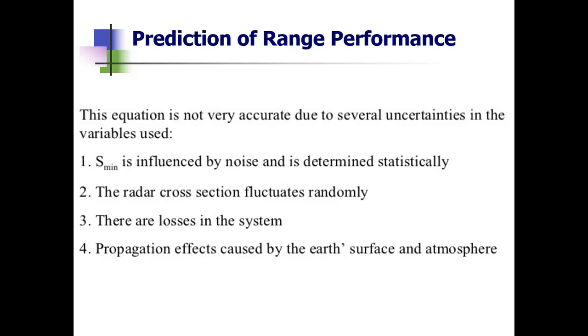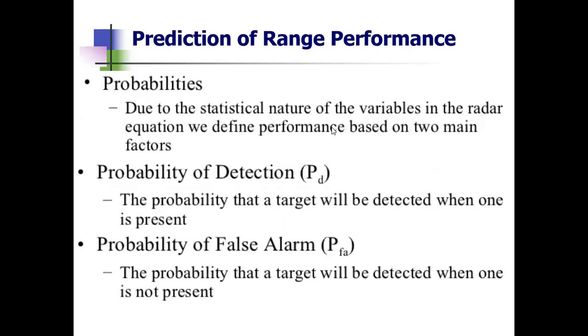Now, the specification of range must thus include two things. The radar will detect a specified target at a particular range and with a specified probability of making a false detection when no target echo is present. So basically the range of radar will be a function of two things. So this is important. Due to the statistical nature of variables in the radar equation, which we saw in the previous slide, the performance of radar is based on two factors. These two are the probability of detection, that is PD, and the probability of false alarm, that is PFA.